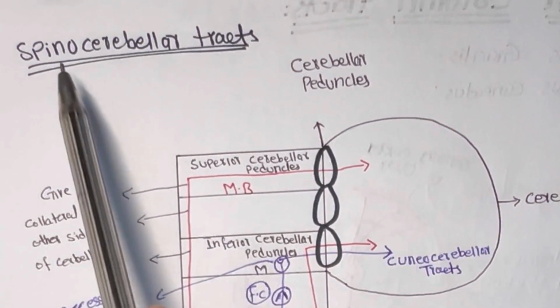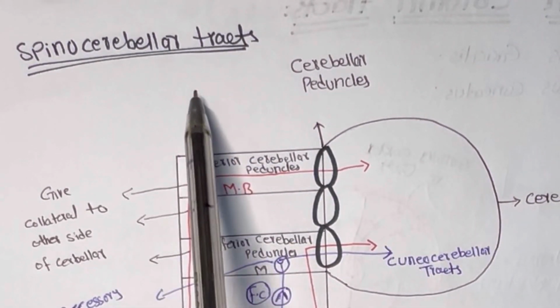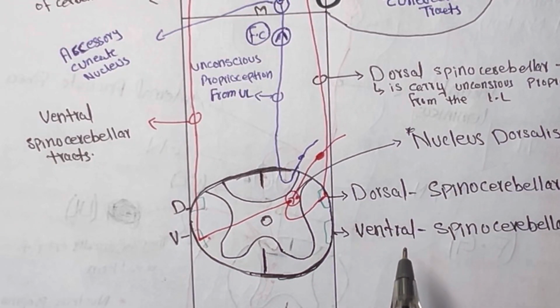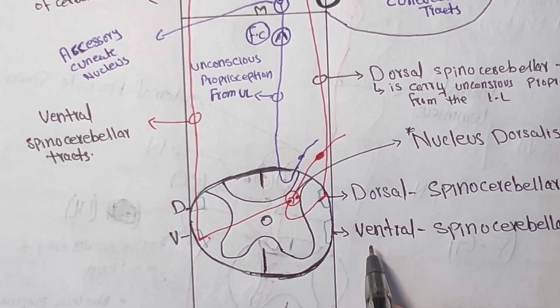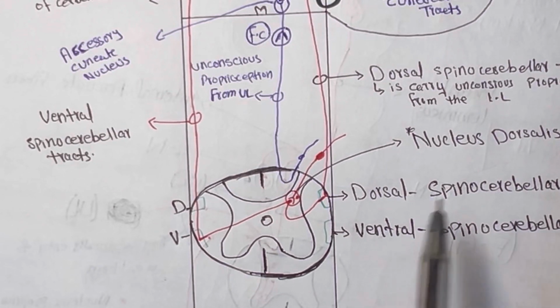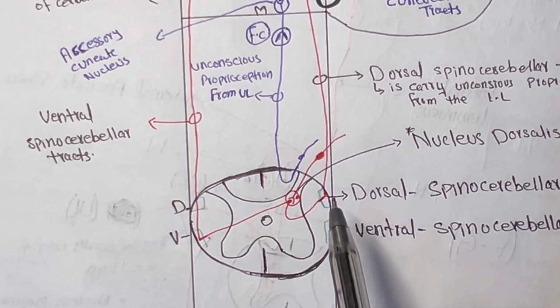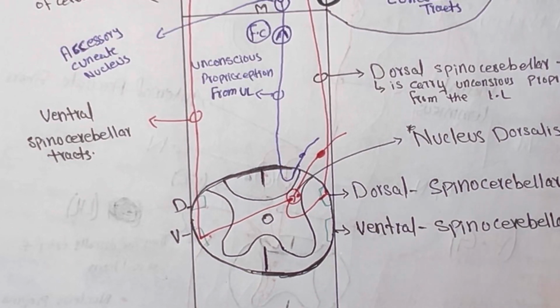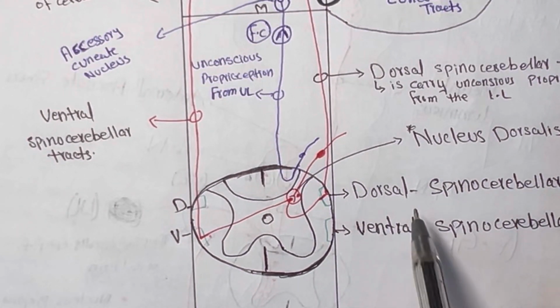So let's talk about the spinocerebellar tracts. As we know, there are two spinocerebellar tracts. One is dorsal and one is ventral. So this is the cross section of the spinal cord. This one is the dorsal spinocerebellar tract, and this one is the ventral spinocerebellar tract.